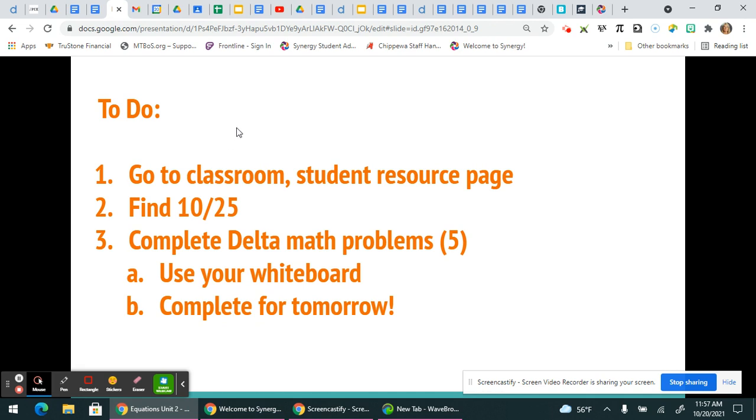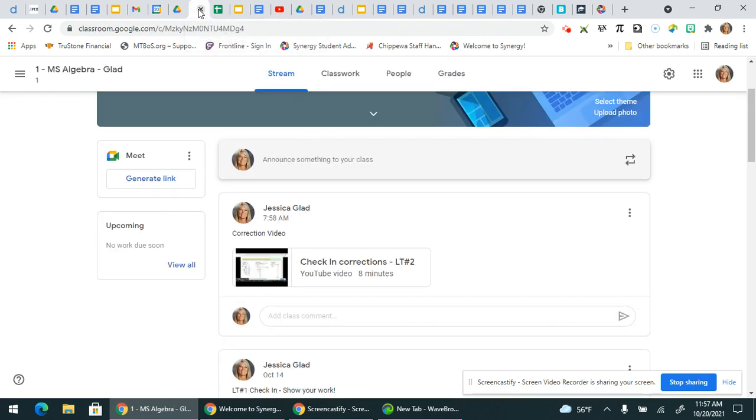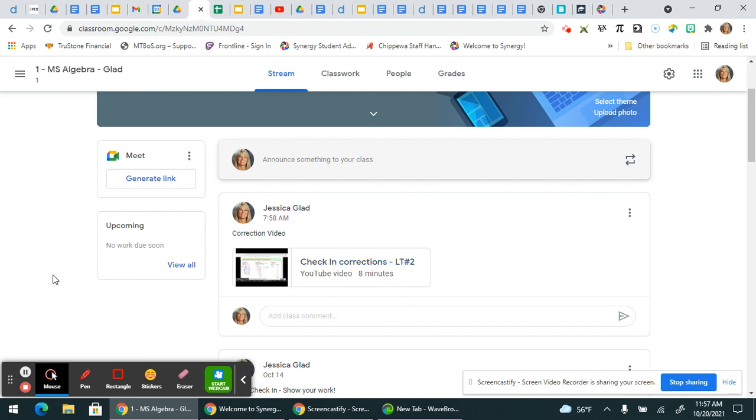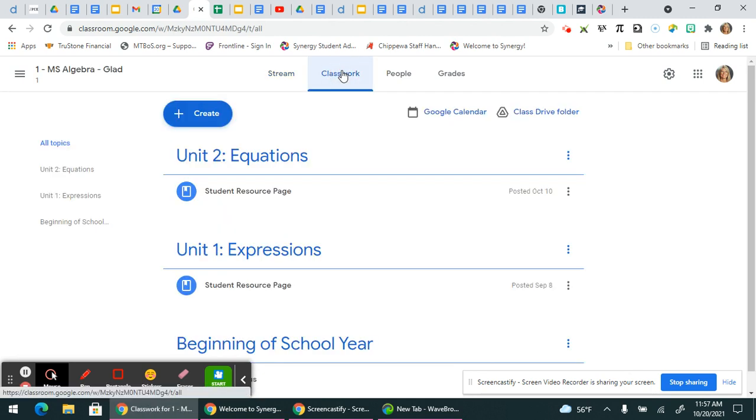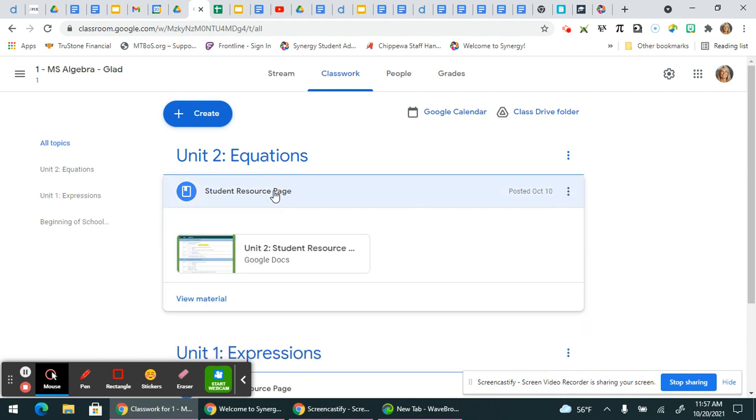So again, I'm going to show you here in Classroom what that looks like. So I'm just going to period 1 right now. So here's my 1. Remember, the stream is right here. Okay, the stream shows you things. I'm going to put the video right here in the stream for you to get to as well, because I think sometimes YouTube is tricky about that. But classwork tab here is where the student resource page lives. So I'm going to click on the student resource page.